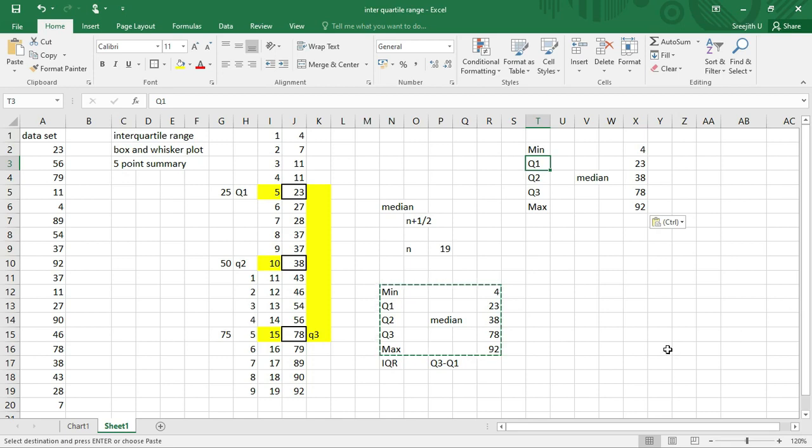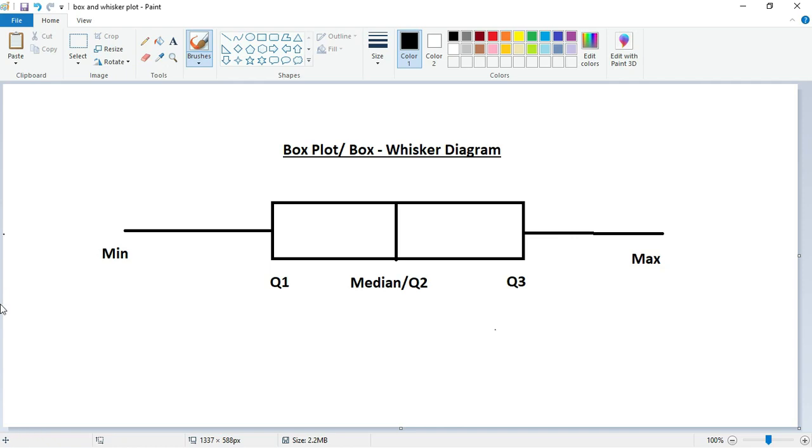A graphical representation of this 5-point summary is called the box and whisker plot. Okay, so your box and whisker plot looks something like this. There is a box which is drawn at the middle, and at the edges of it we denote Q1 and Q3, which correspond to the 25th percentile and the 75th percentile. Median or Q2 comes at the middle, and on the left side you indicate the minimum and the right side you indicate the maximum, right? So this is your box and whisker diagram.